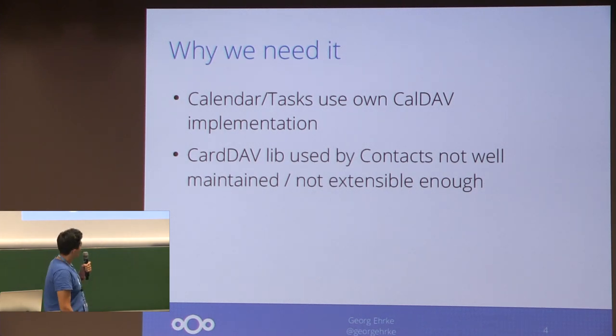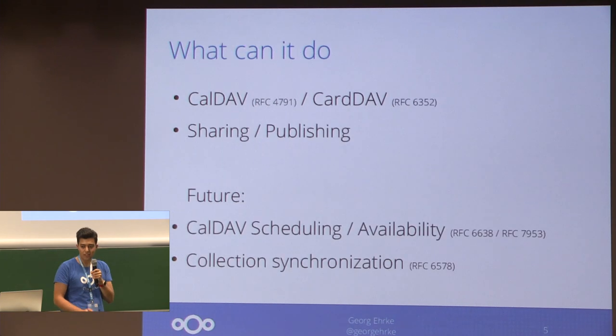Why do we need it? At the moment, calendar and tasks are basically using their own CalDAV implementation. And the CardDAV library used by contacts is not that well maintained and also not extensible enough. So we thought, hey, CalDAV and CardDAV are pretty similar. Why don't we join forces and build our common library that also provides Nextcloud sharing and publishing capabilities?